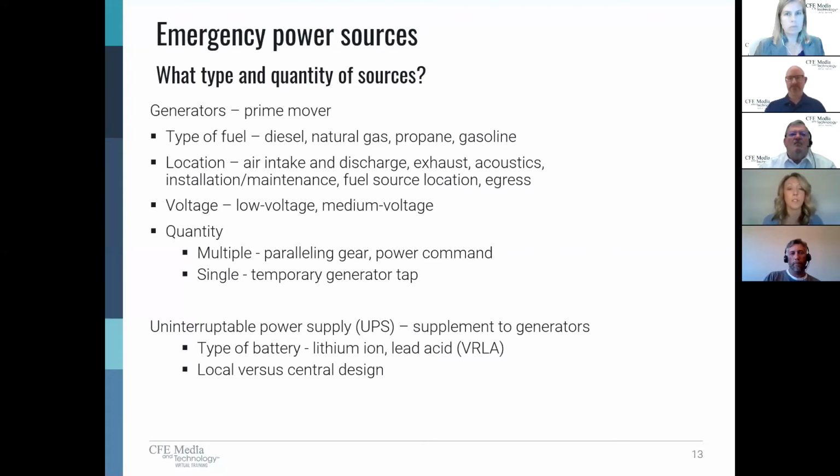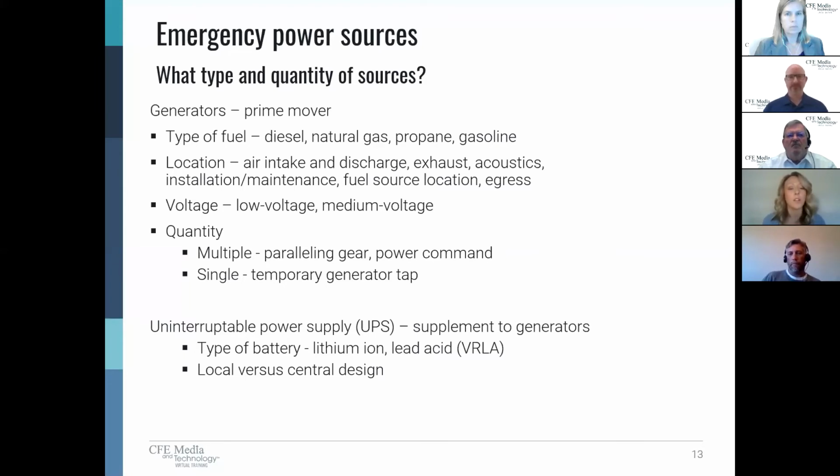If your facility is smaller to where you feel you can serve the entire facility with one generator, then you have to consider a temporary generator tap in case that generator needs to go offline and you need to work on it. You need to have means of still providing emergency power to the building.